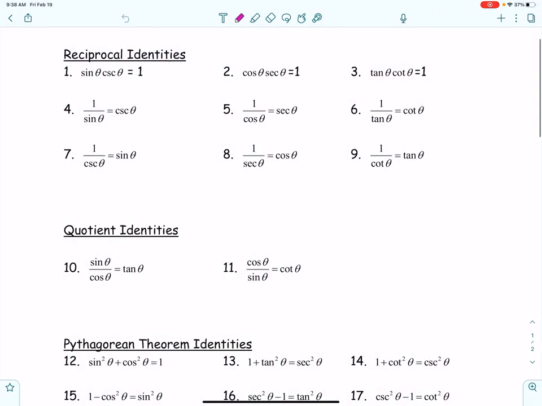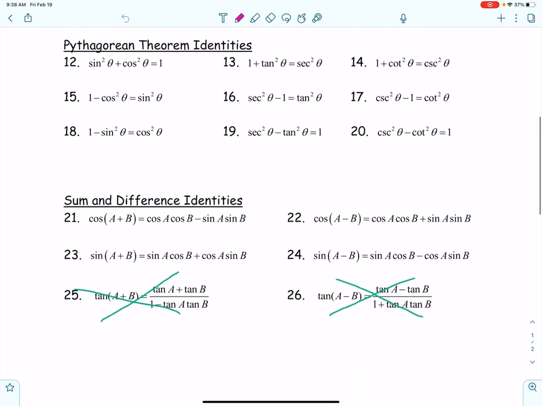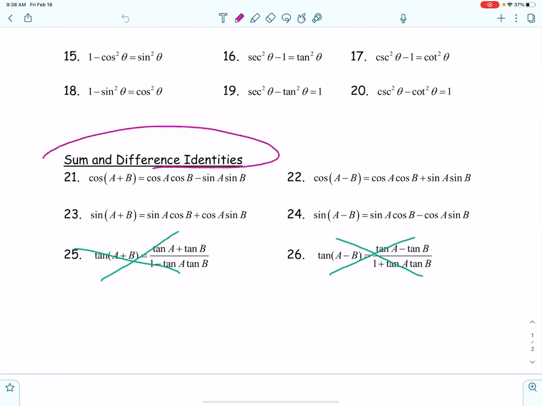So on your identities handout, at the very bottom, we have sum and difference identities. And we are only going to use 4 of them. We are not going to talk about sum and difference for tangent. We've marked through those already. But we are going to use the sum and difference identities for cosine and sine.